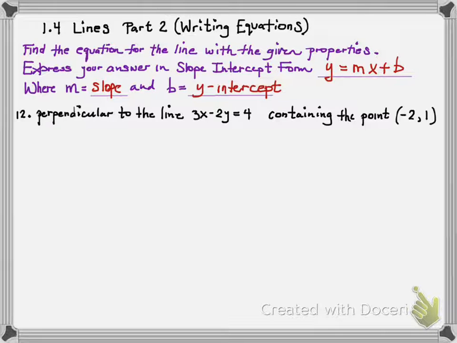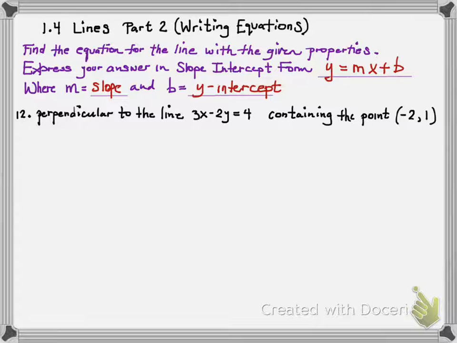Okay, lastly, number 12, we're going to find the equation of a line perpendicular to the line 3x minus 2y equals 4, containing the point (-2, 1). Now this is going to be similar to number 10 in that our equation here is written in standard form or general form, and we're going to have to fix that in a little bit.